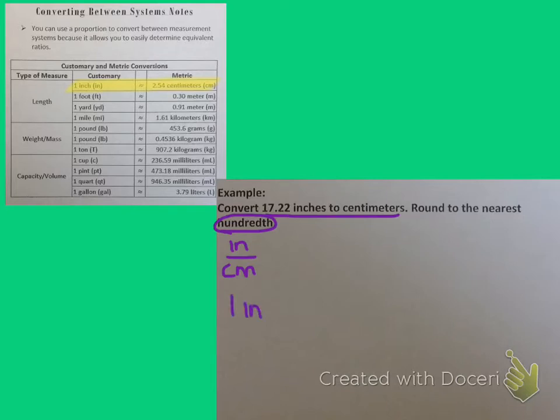1 inch over 2.54 centimeters. And then I'm going to set that equal to 17.22 inches. And then it's over centimeters still, but we don't know how many centimeters that is. So I'm going to write X centimeters. So now we have our proportion, and we just need to solve.